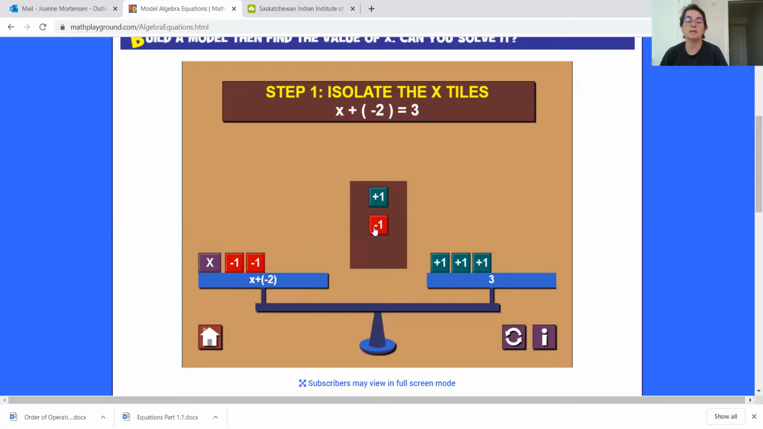Now, if I try this, I didn't get anywhere. I just made it worse. I want to get rid of those negative ones, so I have to do the opposite. That's not another negative 1. It's actually a positive 1. Now we're back to where we started. I still need to get rid of these two. So I'm going to add another 1 to both sides, and another 1 to both sides. And we get x is equal to 5.